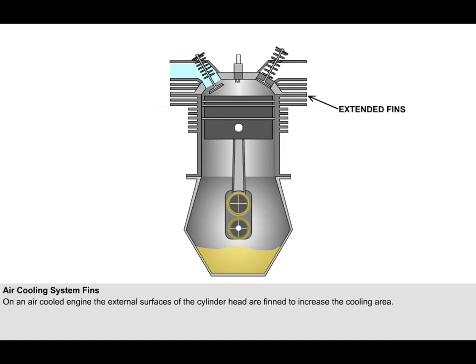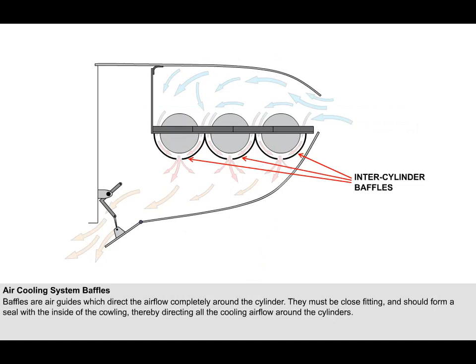They may be extended at local hotspots so that their surface area increases in an attempt to produce an even temperature throughout the component, for example around the exhaust ports on the cylinder head. Baffles, which are shown here on this diagram, are air guides which direct the airflow completely around the cylinder. They must be close-fitting and provide a seal with the inside of the cowlings so that all the cooling airflow is directed around the cylinders.